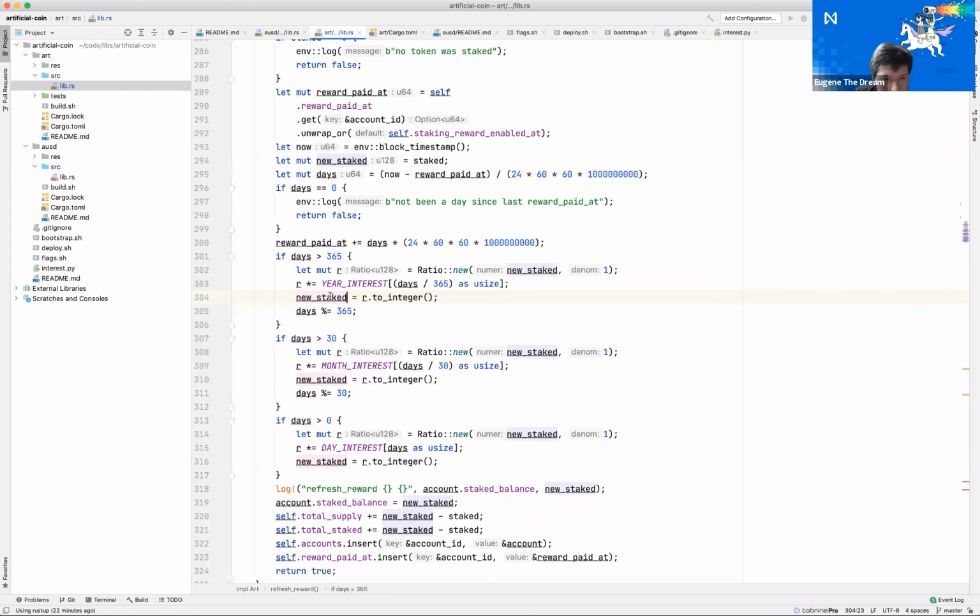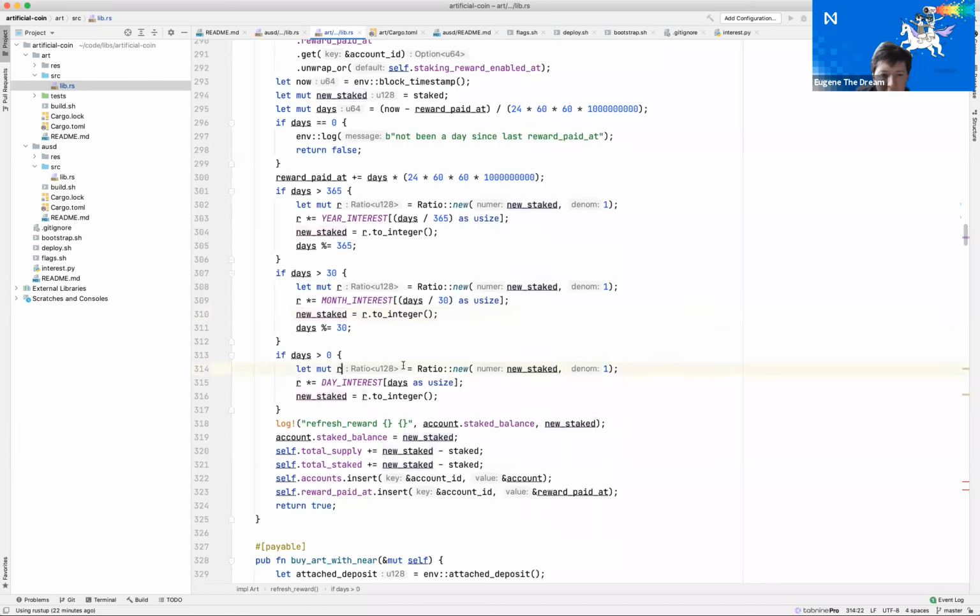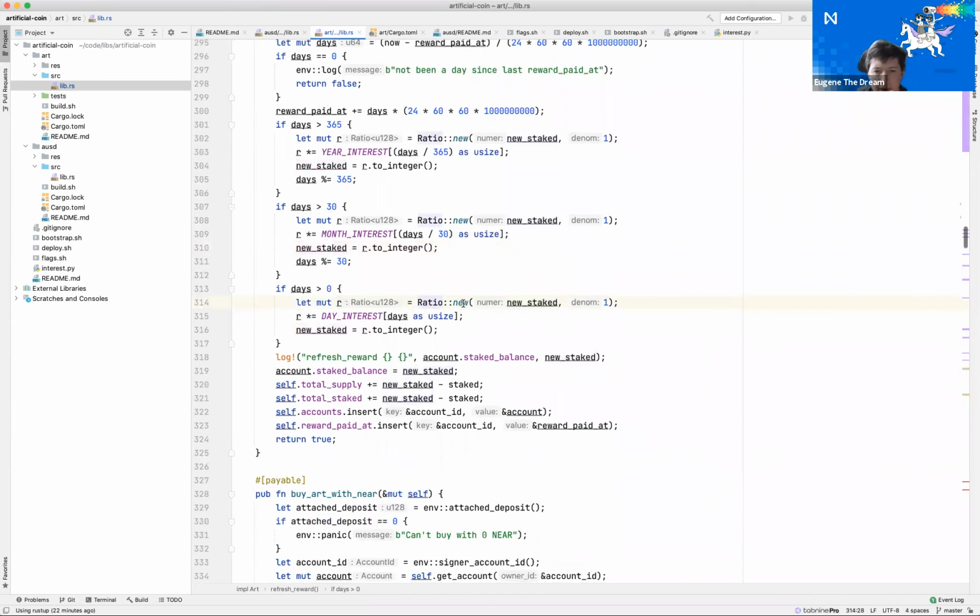Okay, new state equals r to integer, so we multiply by ratio, and to integer, I guess, convert it to u64, then we decrease new state 1. Okay, that's cool. Does ratio handle overflows? Not sure.